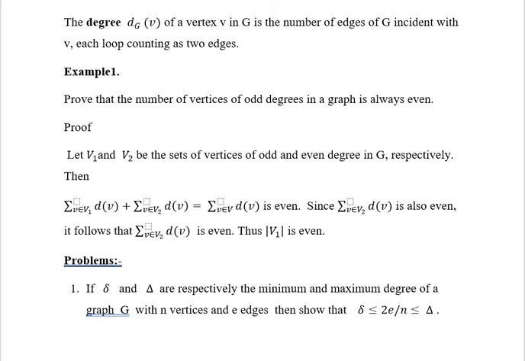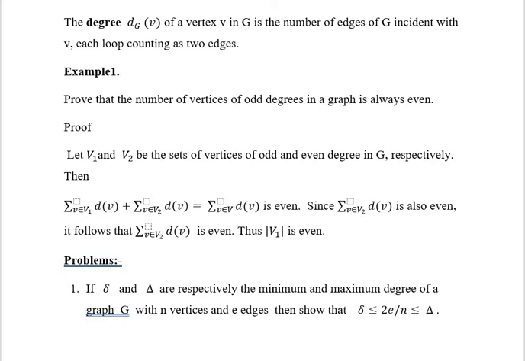And we have already split the vertex set of the given graph into two sets, V1 and V2. So sigma v element of V, degree of v, can be written as sigma v element of V1, degree of v, plus sigma v element of V2, degree of v, equal to an even number. What we have to prove is that the cardinality of V1 is an even number.